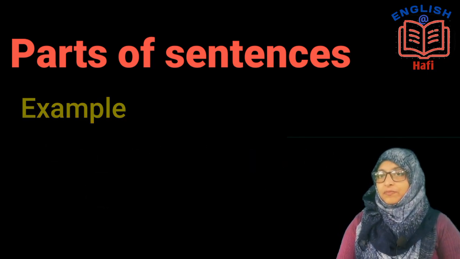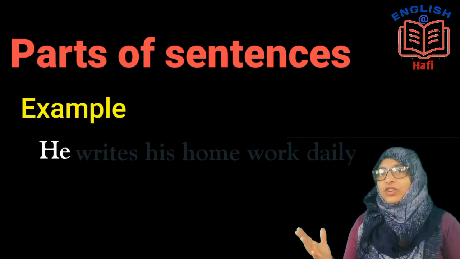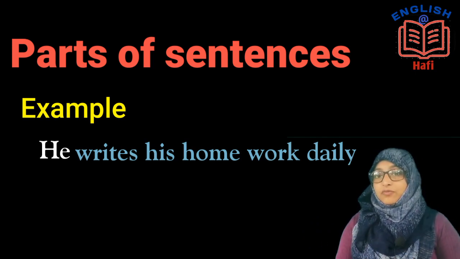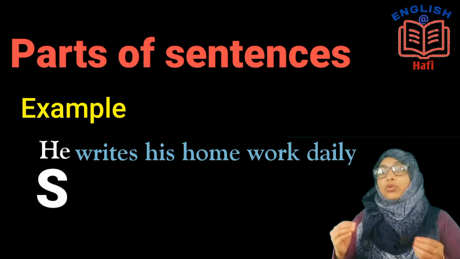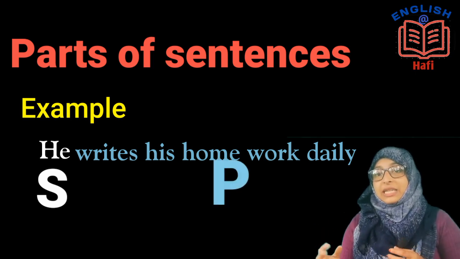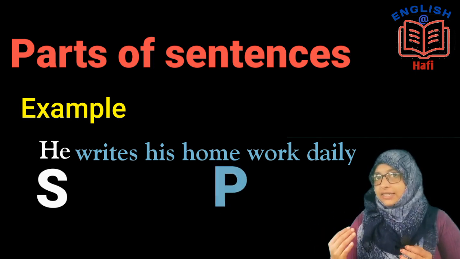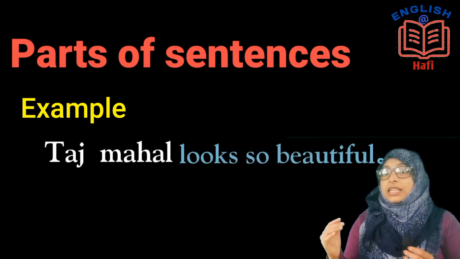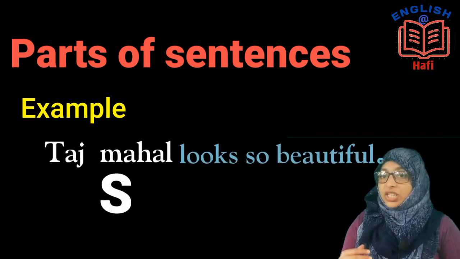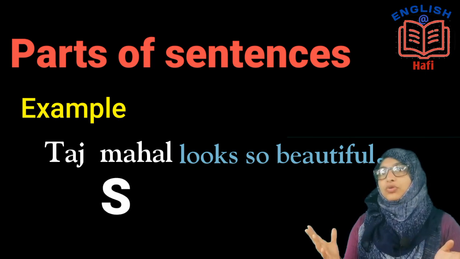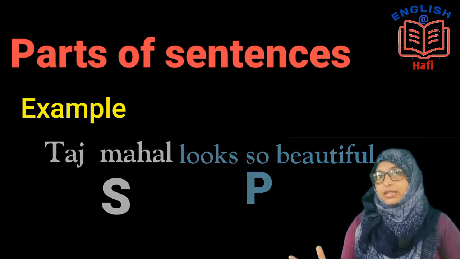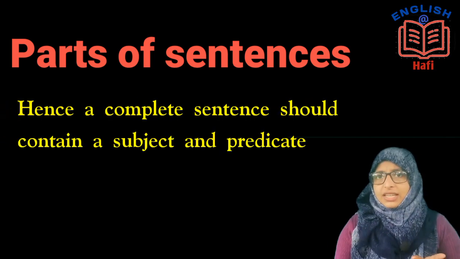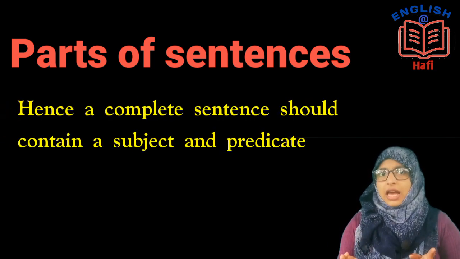The next example, he writes his homework daily. So he becomes the subject, which is a pronoun, and writes his homework daily becomes a predicate. Next, Taj Mahal looks so beautiful. Taj Mahal becomes a subject here, looks so beautiful becomes a predicate. Hence, a complete sentence should always contain a subject and a predicate.